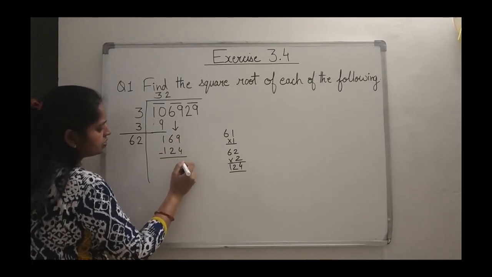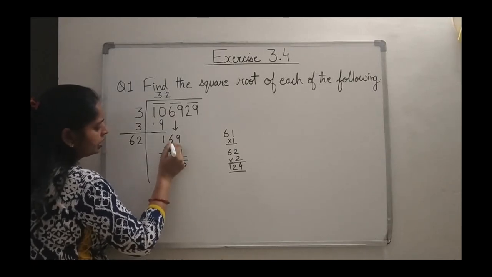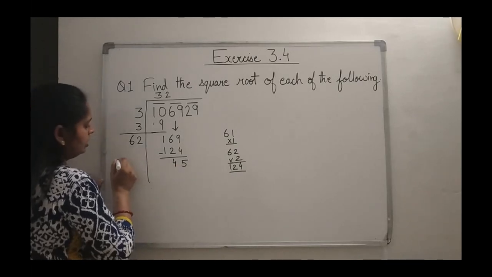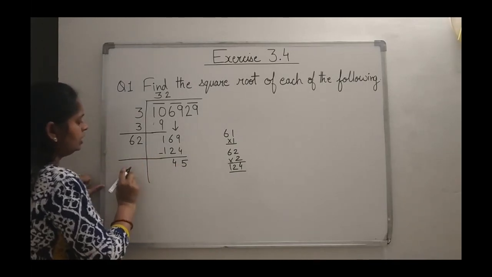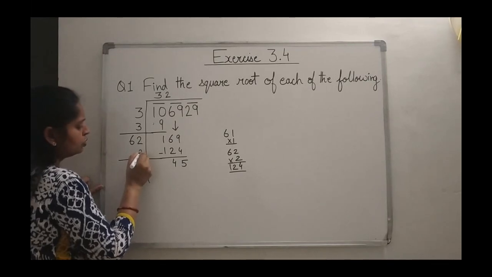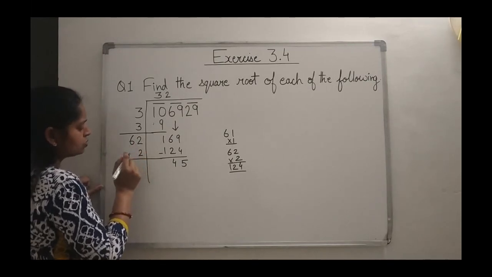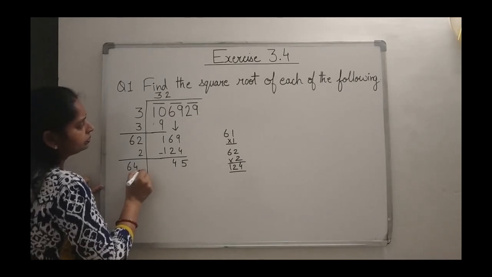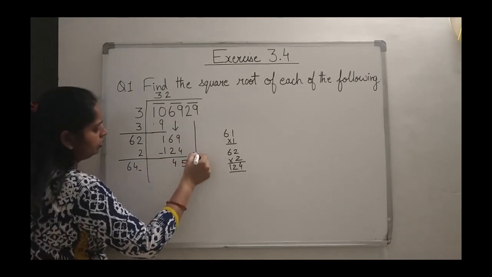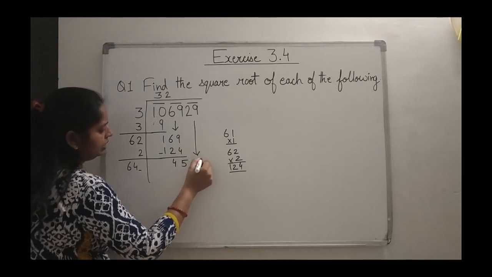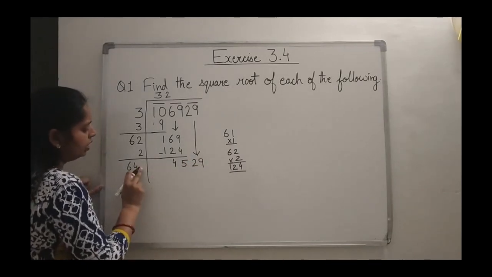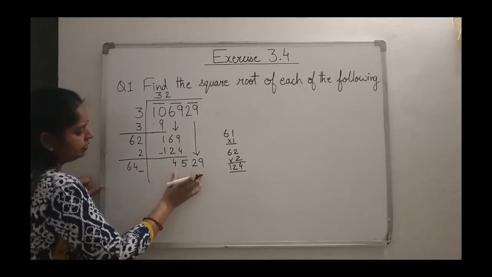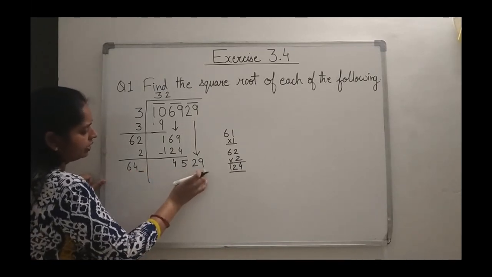9 minus 4 is 5. 6 minus 2 is 4. Right? And on the left hand side, here 2 is there, so 2 will be added. 62 plus 2 will give you 64. And then the next pair we have to take down. That is 29. So what entry do we have to make here? We have to put one digit so that we can reach this number. What is the number ending in?